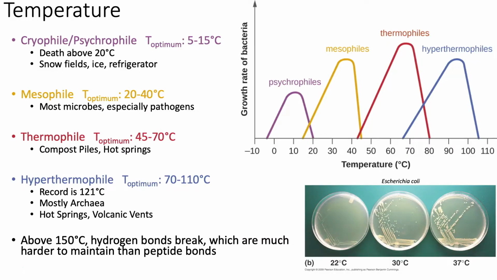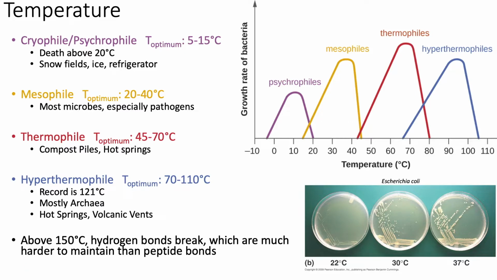Temperature is usually the first one we talk about. We've got this nice chart here. We've got our psychrophiles, which is probably the more technical term, but I like cryophiles. Phile meaning love. You're going to hear that term a lot today. So phile just means loving, and cryophile means cold loving.